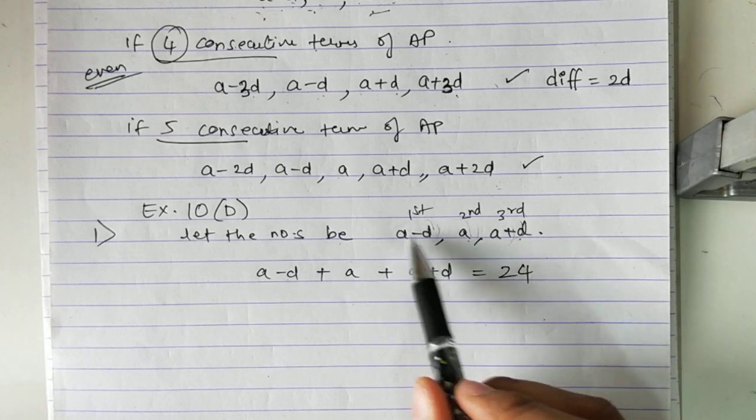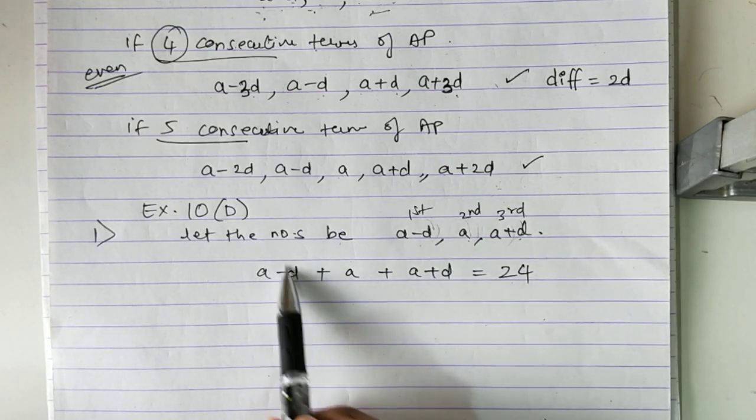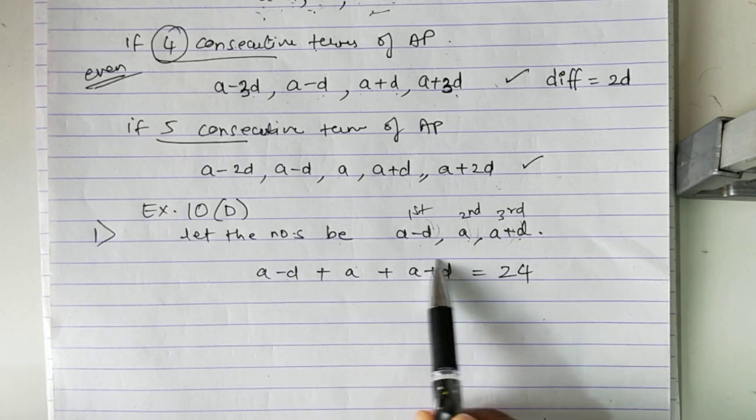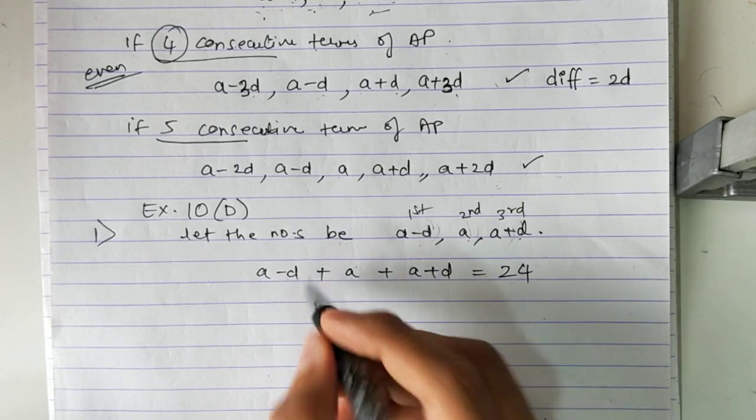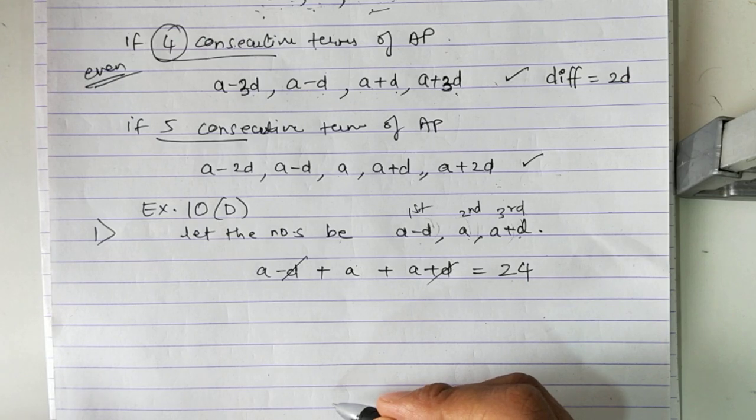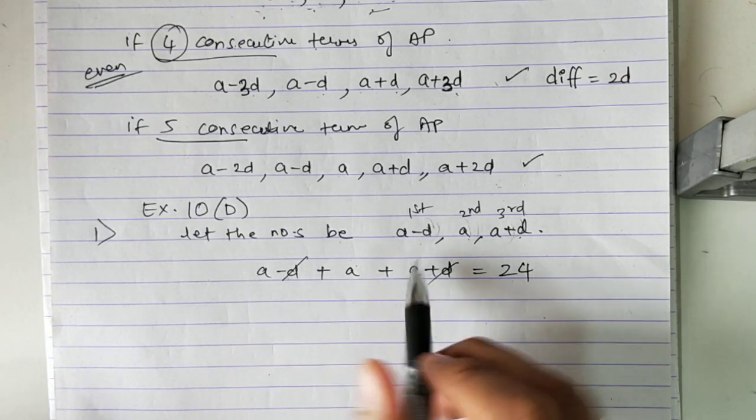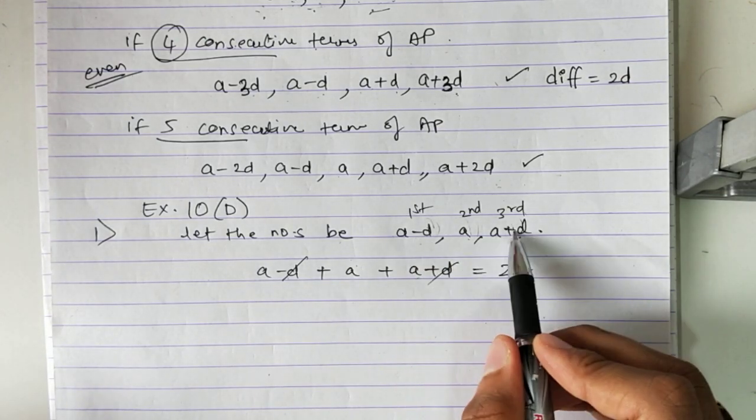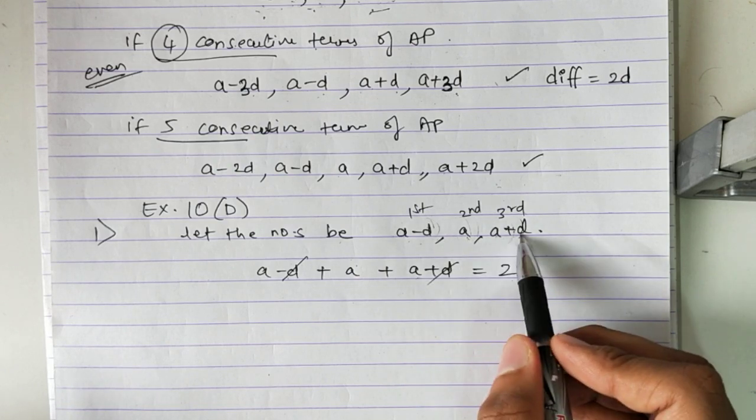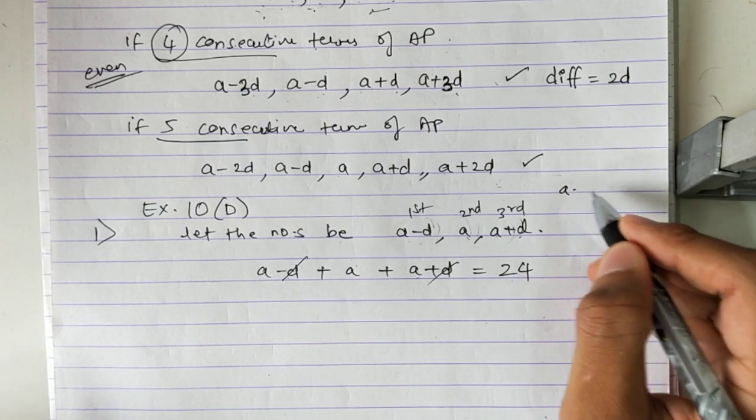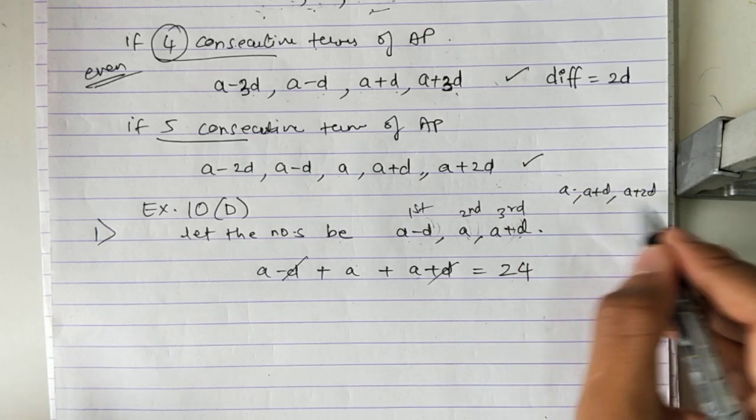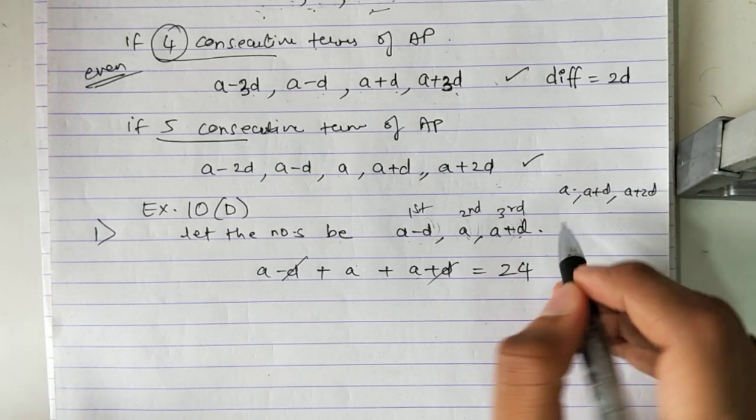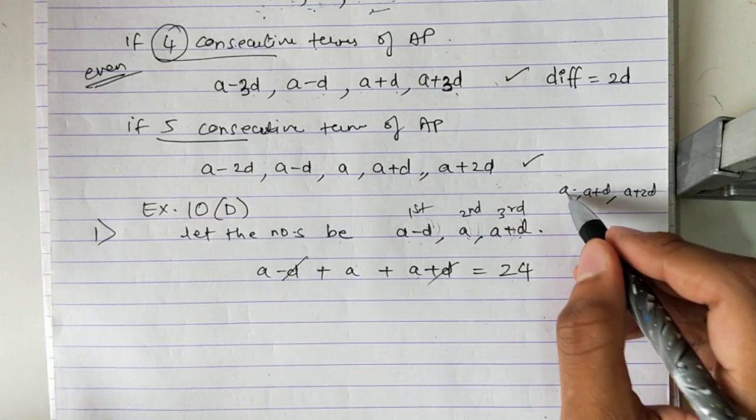Sum of the three terms is 24. So first term plus second term plus third term is 24. Now see, when you add this, minus d and plus d will get cancelled. So this is the reason they name the terms like this, a minus d, a and a plus d. Instead they could have named them a, a plus d, a plus 2d. We can name the three terms like that also, but it was not done because then this doesn't cancel. So this is one of the reasons.